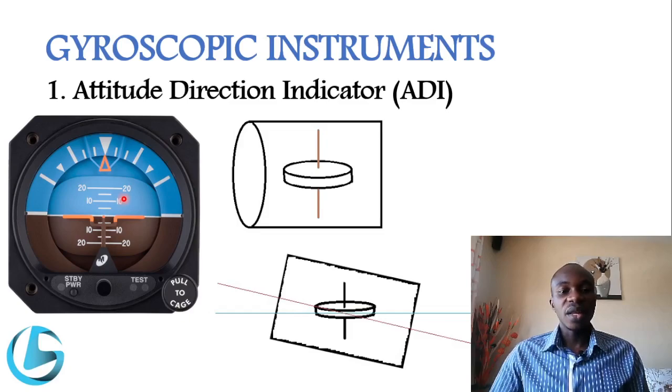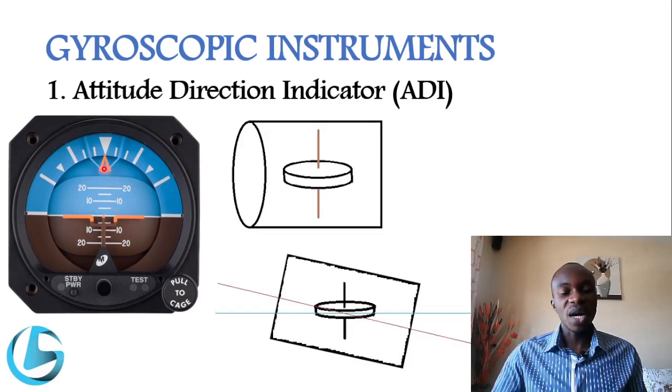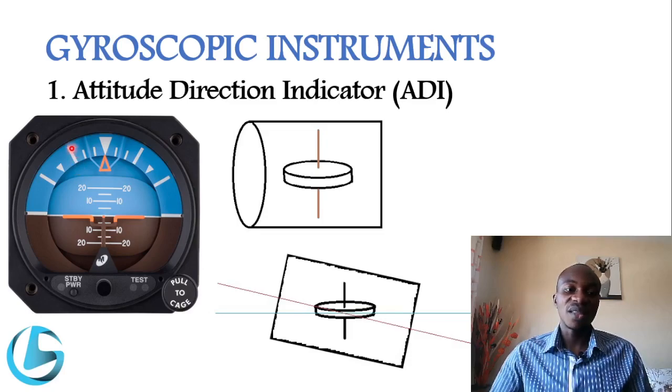The next indication that is found on an attitude direction indicator is roll attitude or bank attitude. And whenever an aircraft banks either to the left or to the right, this pointer here will move to the right or to the left, indicating the bank angle of an aircraft. Most of the instruments are graduated with 3 marks, 15 degrees, 30 degrees, and 45 degrees, both to the left and to the right.